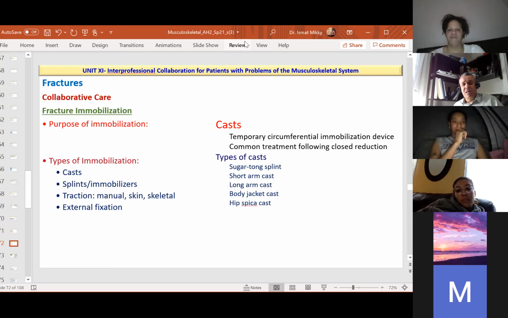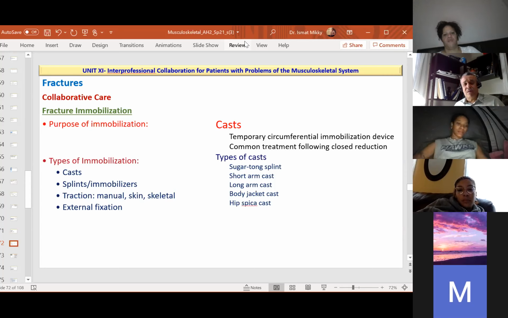To maintain the normal anatomic position after reduction, we have to apply some type of immobilization: cast, splint, bandage. It depends on the type of fracture. So immobilization would be next. Skin versus skeletal traction: I'll explain the difference. Skin traction is usually used for short-term treatment. For longer periods, we apply skeletal traction.